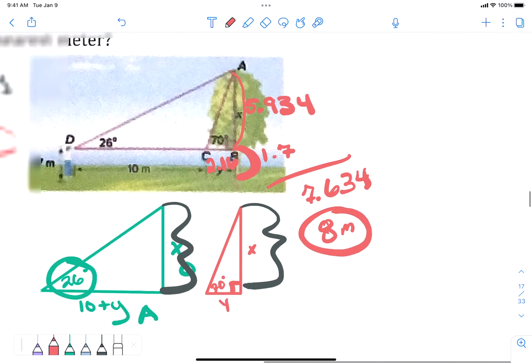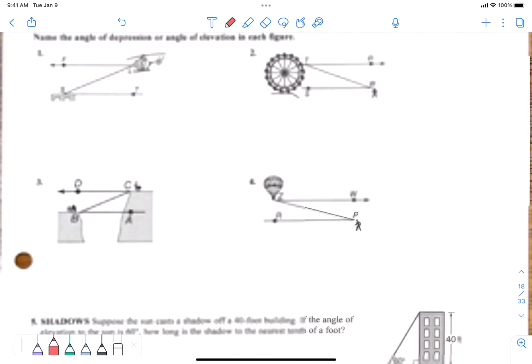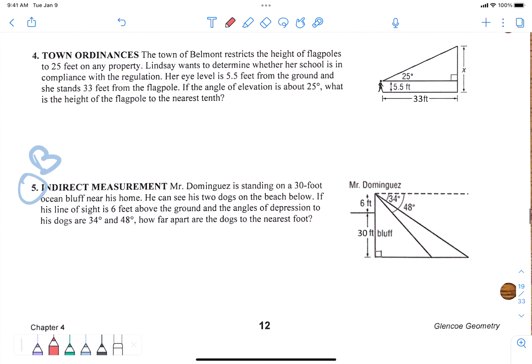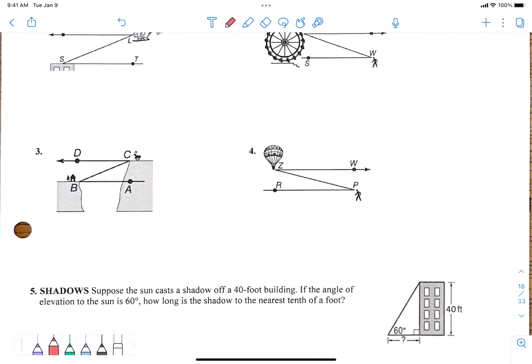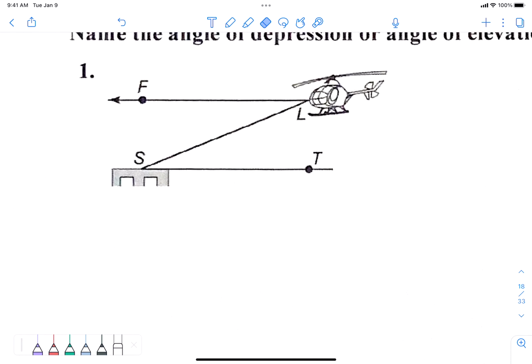Okay, let's go to number 1 really quick. For homework, do all of them on both sides, except number 5 on practice is bonus. So all on both sides, but number 5 is bonus. But let's go to number 1, because they ask you some things and we didn't do a problem like that. Number 1 says name the angle of depression or the angle of elevation. I don't care which one you do. For number 1, we're going to do both of them just so that we can get an idea. You only have to do one of them.